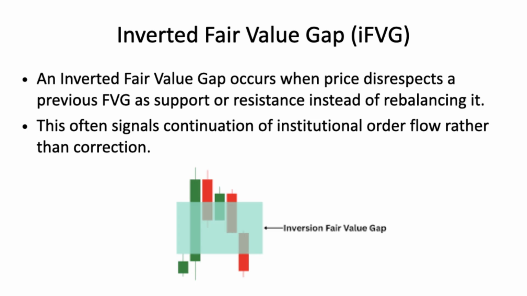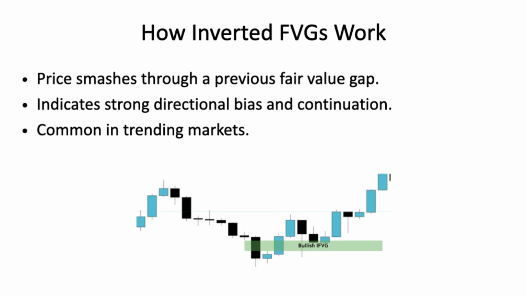Now, here's a crucial twist: the inverted fair value gap, or IFVG. This is when price doesn't respect the FVG as a level to be filled. Instead, it smashes right through it. Think of it as the market saying, that old inefficiency doesn't matter anymore, the momentum is too strong. An IFVG is a powerful continuation signal. It often forms during very strong trends and indicates that the institutional order flow is not done yet.